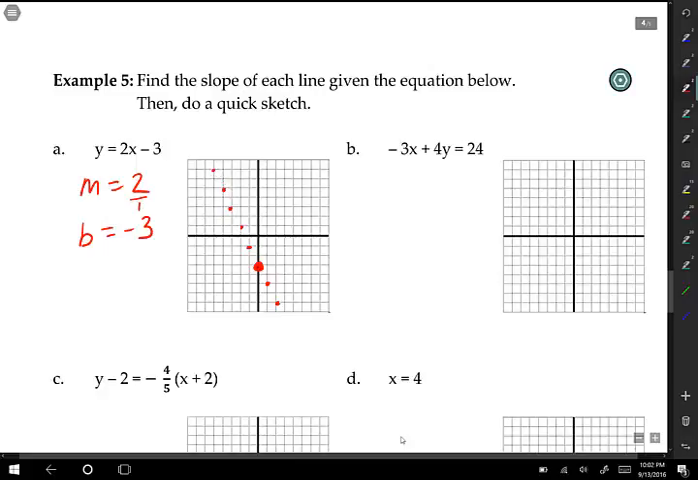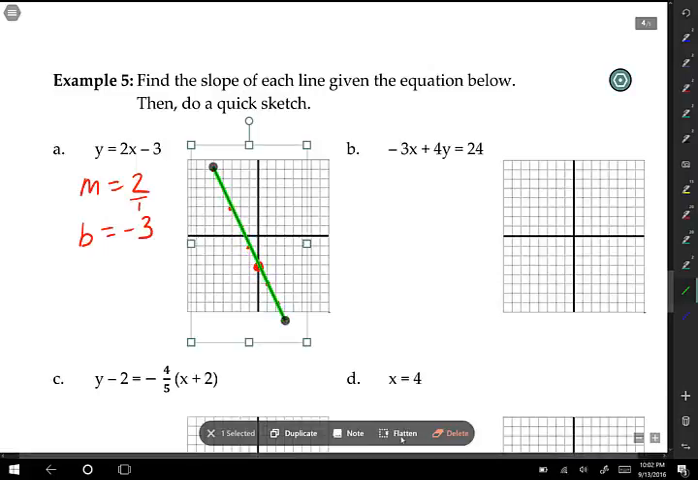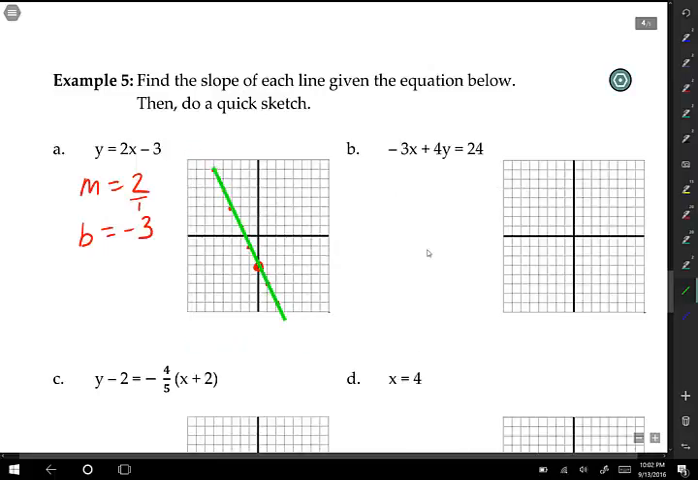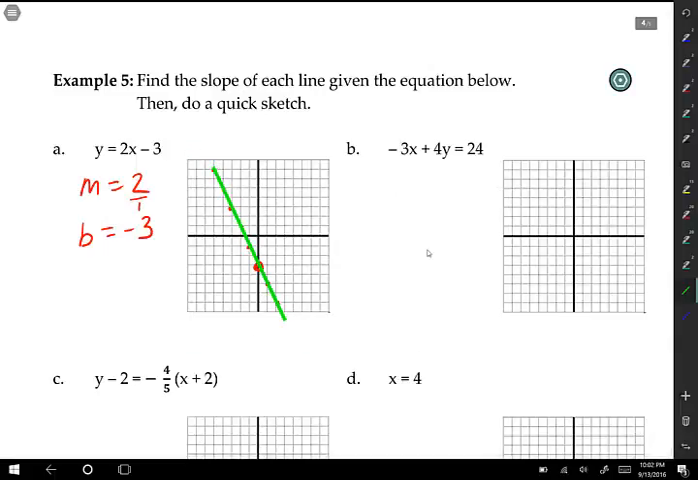Remember from yesterday, we have the ability to draw a line using the line function. So we're going to draw that line through our points as best we can. I'm going to select flatten, and that's going to take my line as best as possible and put it there on the graph.